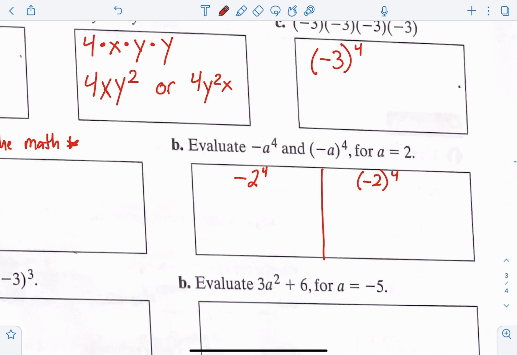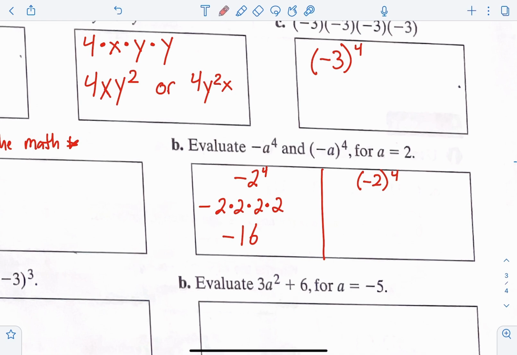What do I mean by that? This would be -2 times 2 times 2 times 2. Okay? In my head, I can just do the math of this. 2 times 2 is 4, times another 2 is 8, times another 2 is 16. And I have that negative in the front that just comes down, so my answer is going to be negative 16. If you have a problem where the negative is hanging out in the front before the power, then you're going to have a negative answer.